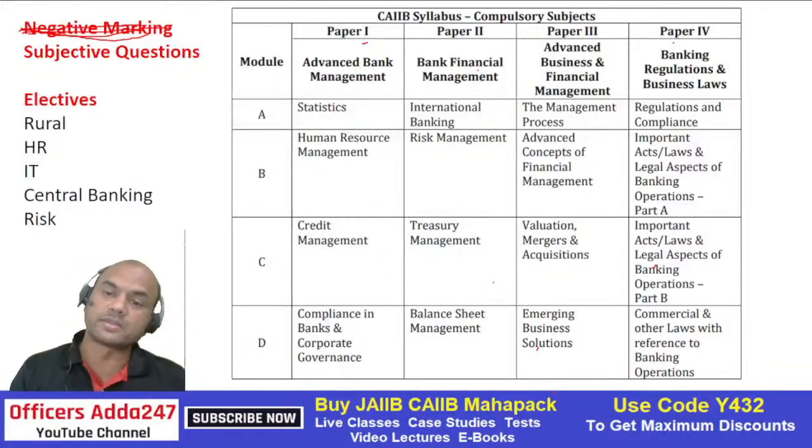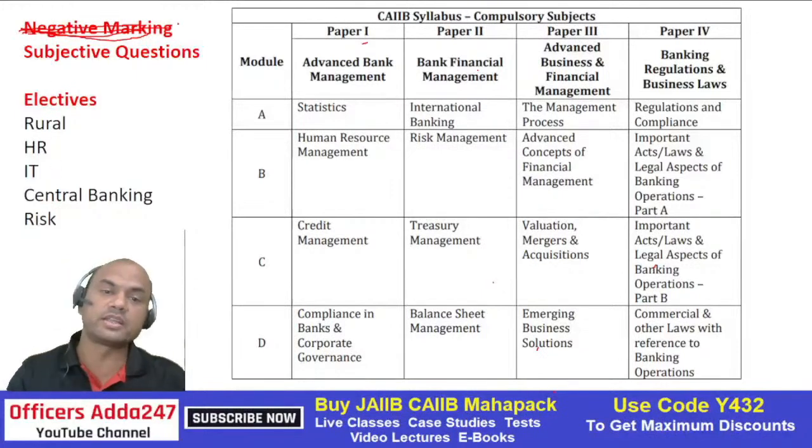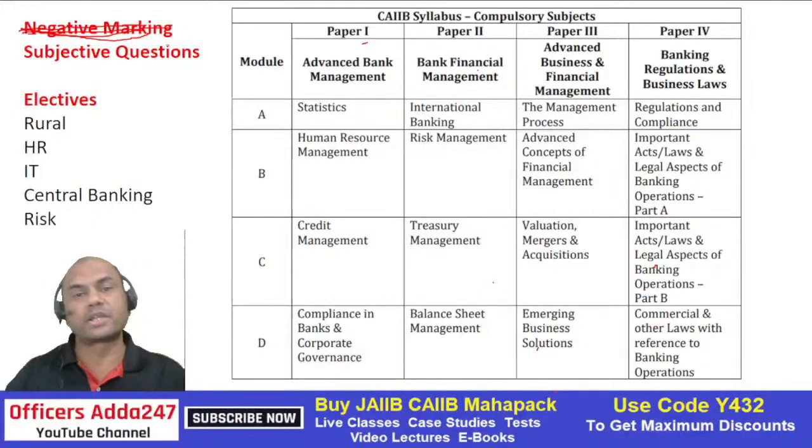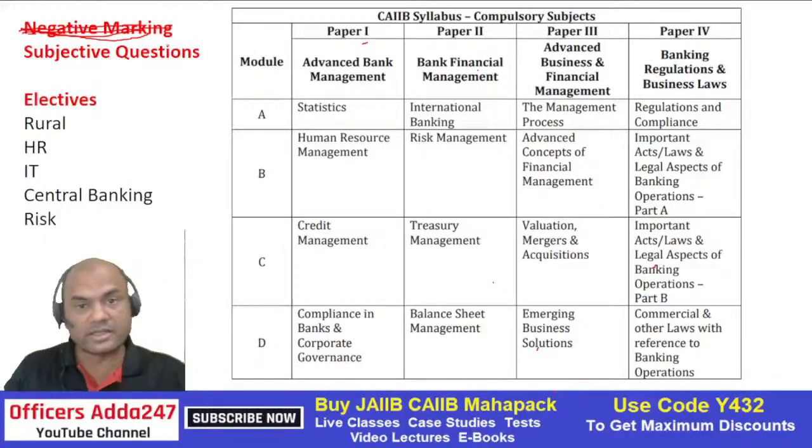So tougher subjects, 4 subjects compulsory. Electives: rural, HR, IT, central banking and trades. There is no retail elective over here. The negative marking has been removed now. This is good news for you all. Negative marking is removed, but there will be a subjective question. Subjective questions means you'll have to write the answers in that case. So that is the difficult part.